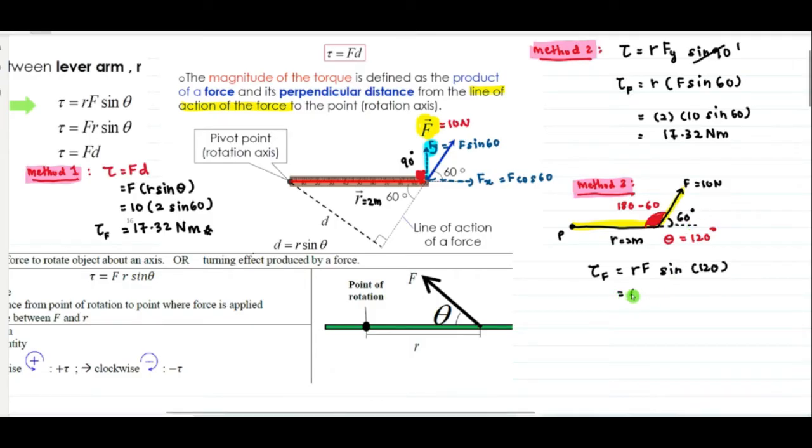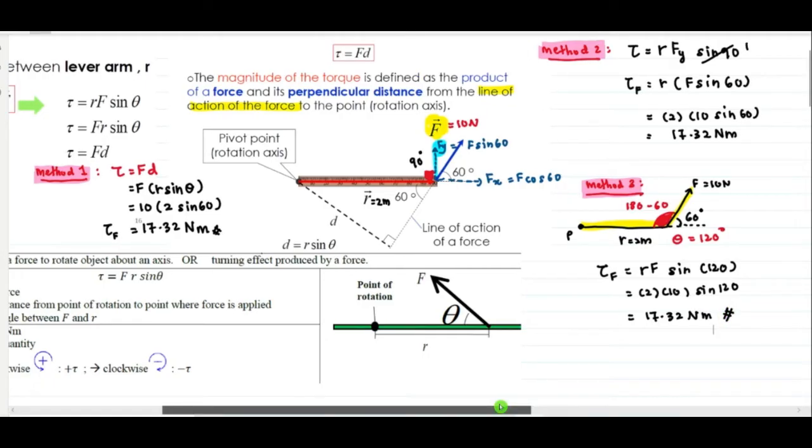So R is equal to 2, F is 10 Newton, and sin 120 degree. Cuba you tekan calculator, you mesti akan dapat jawapan yang sama, iaitu 17.32 Newton meter.